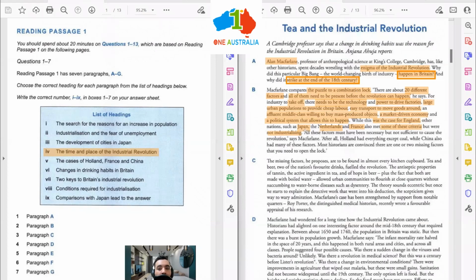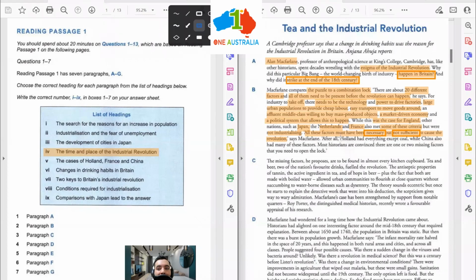It means they are saying all these factors must have been necessary but not sufficient to cause the revolution. Understand this statement. They are saying that these factors are definitely required, they are necessary, but these are not the only factors which will bring you the industrial revolution. So there is something else as well which you need to combine with these factors so that you can have the industrial revolution.